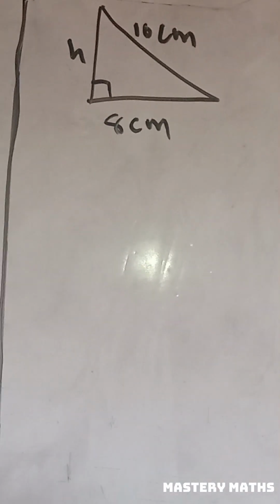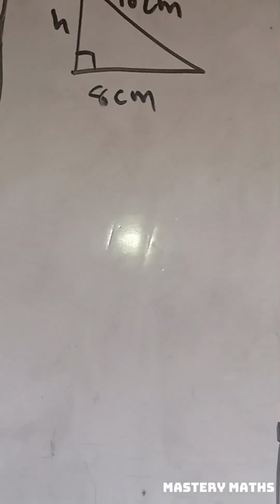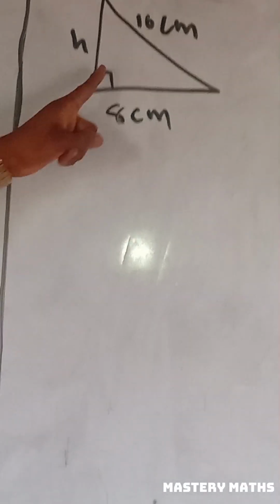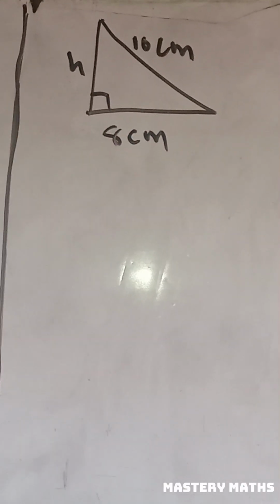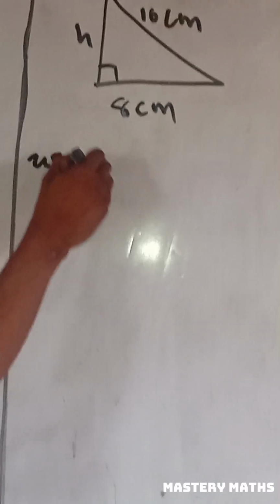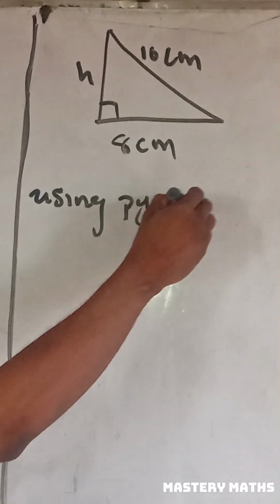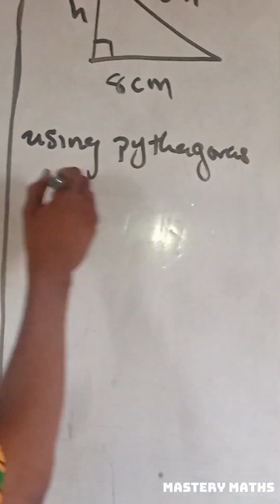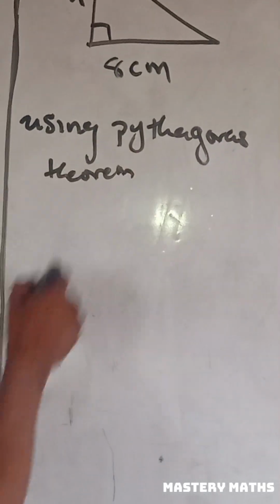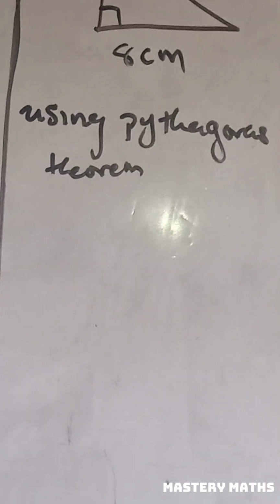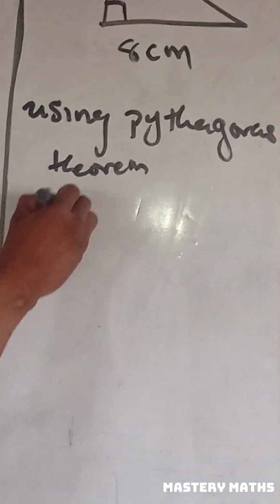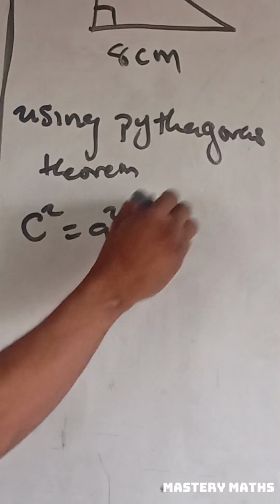In order to get the height, there's what we call Pythagoras theorem. We'll be using Pythagoras theorem to get the height, the h of this side. What's the formula for Pythagoras theorem? The formula for Pythagoras theorem is c square equal to a square plus b square.